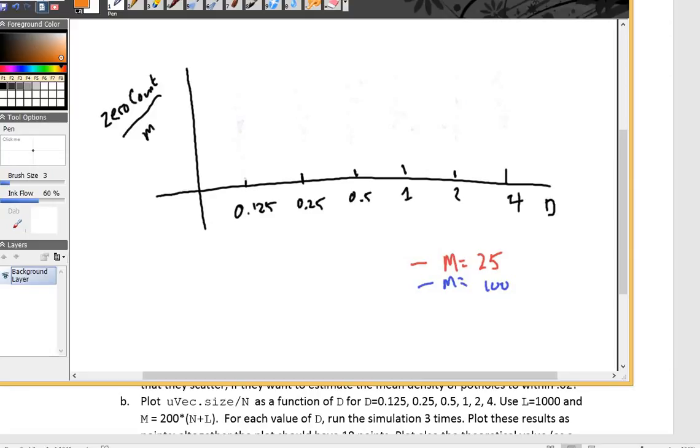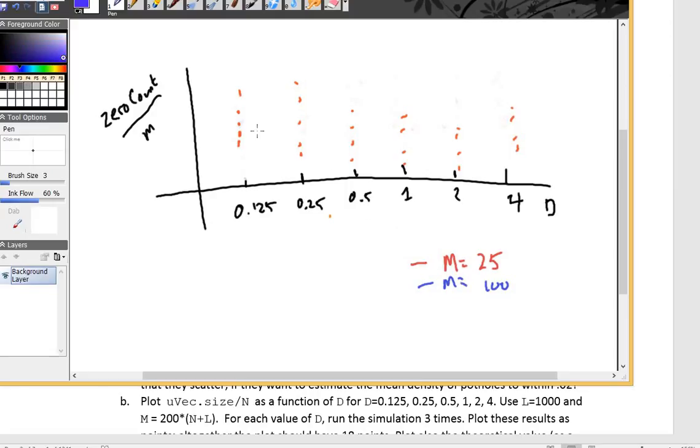Remember, you're going to have, let's see if this is working. Oh, all right, good. So say for m equals 25, you're going to have 5 values for each value of d. So it's going to look something like this. You have 5 values there, 5 values there, and so on. I'm not sure what it's going to look like, but that's what it should look like.